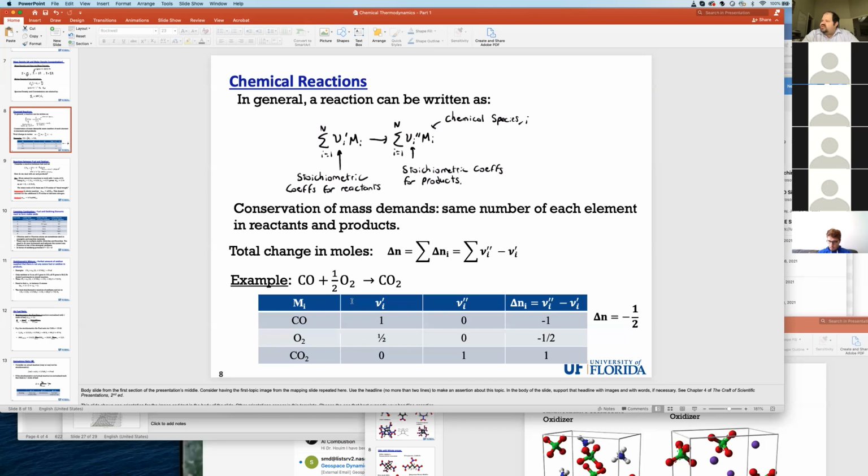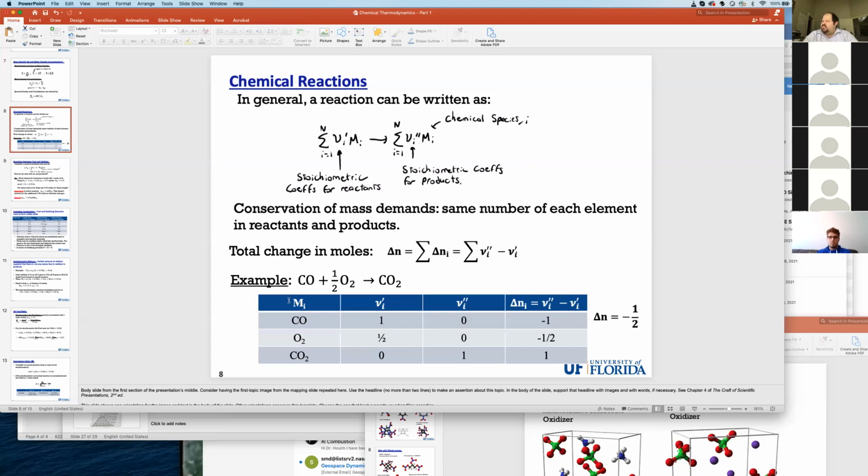So in this reaction here, we are taking 1 mole of CO and 1/2 mole of O2, and those are combining to produce a single mole of CO2. So as this reaction proceeds, we are actually destroying moles. That's just something to be aware of. And so the change of moles between the reactants and the products can be positive or it can be negative.